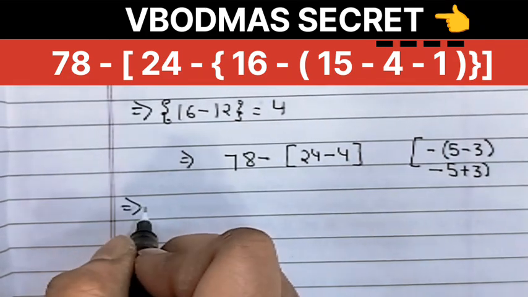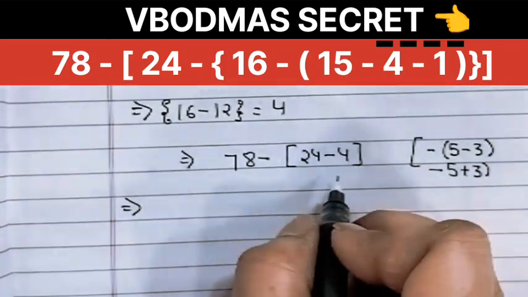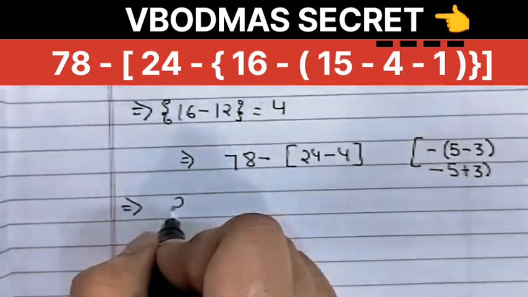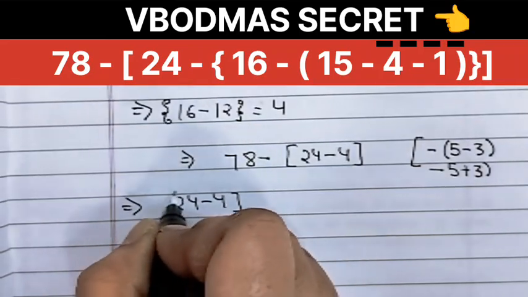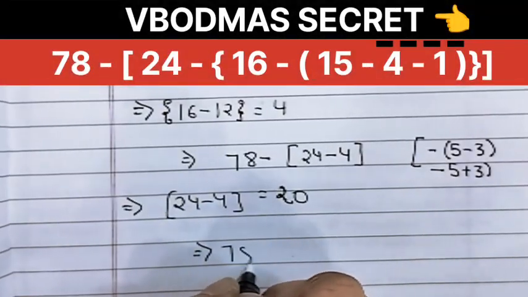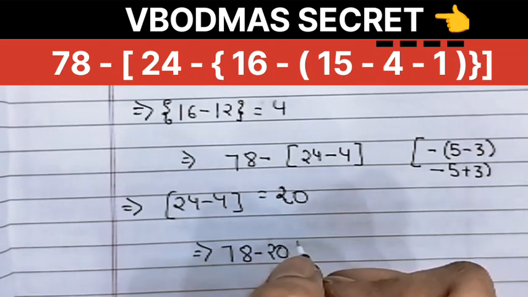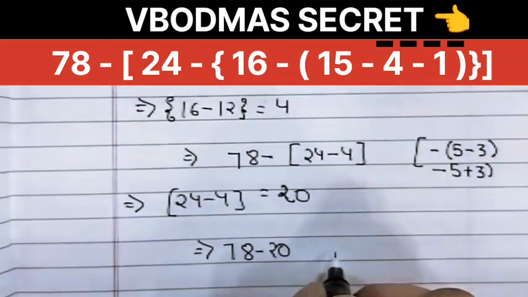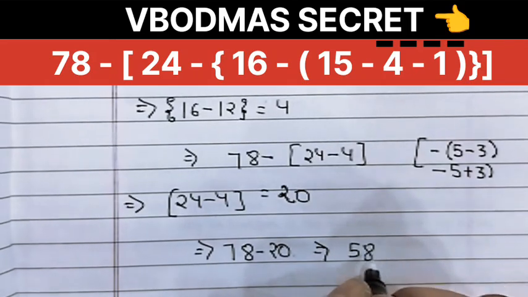Now the next step, the fourth step, square brackets. Calculating the remaining value inside the square brackets, 24 minus 4 equals 20. Now the expression becomes 78 minus 20, and finally we subtract. Complete the final operation to find the result. After subtracting, we get the final answer: 50.